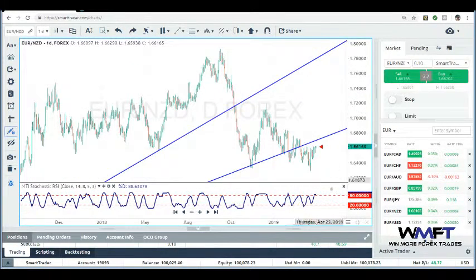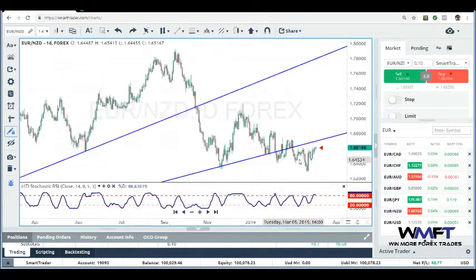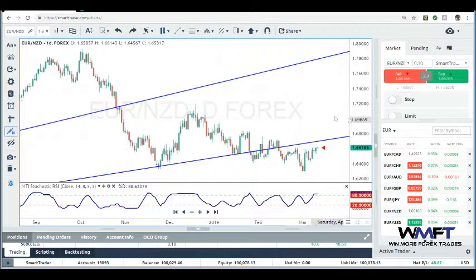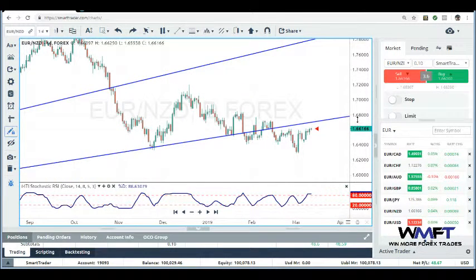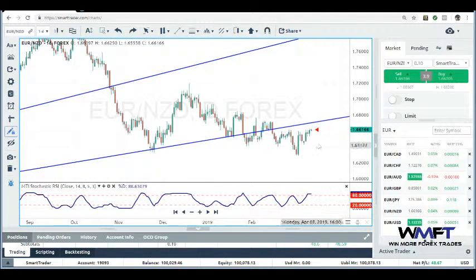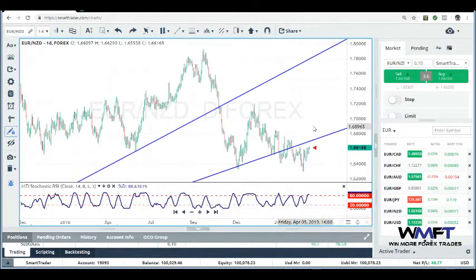And look at that stochastic, guys. Stochastic is overbought right now. And according to our daily time frame, what we use the daily time frame for is high and low prices. And right now we do have a nice high price right there. We have a nice high price.